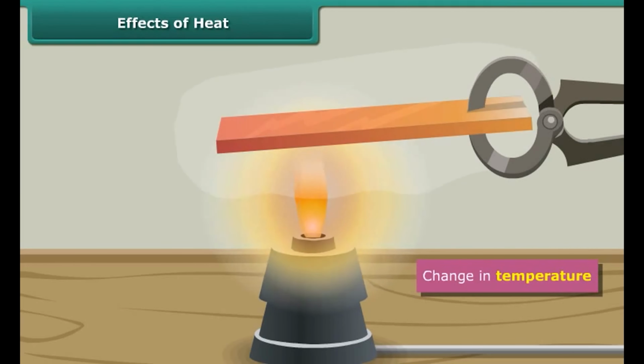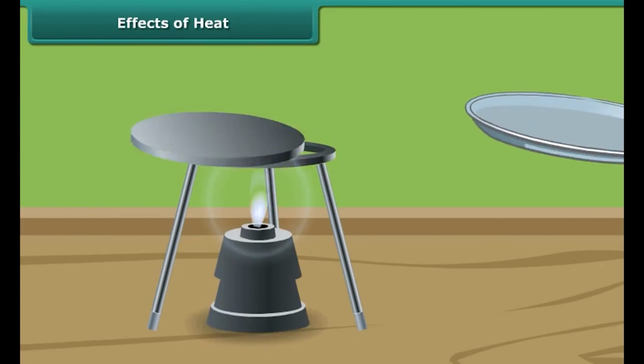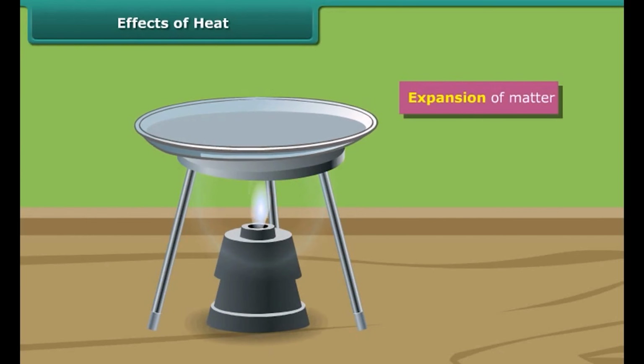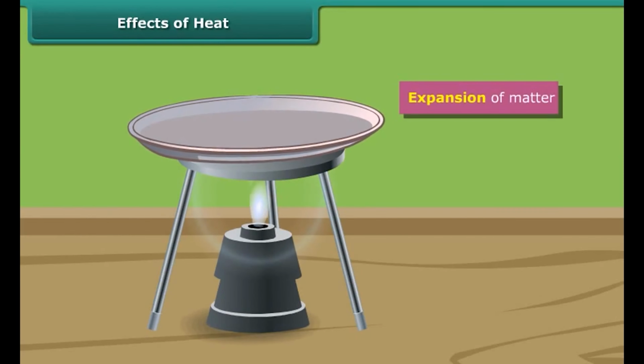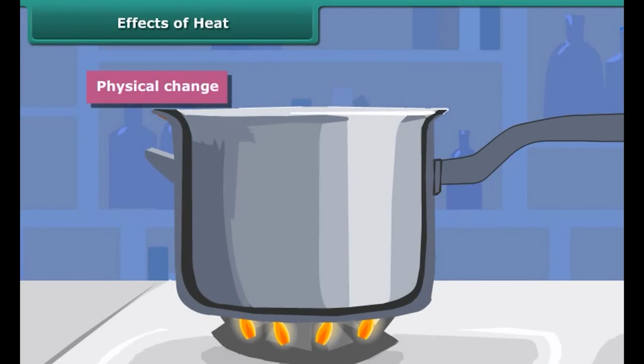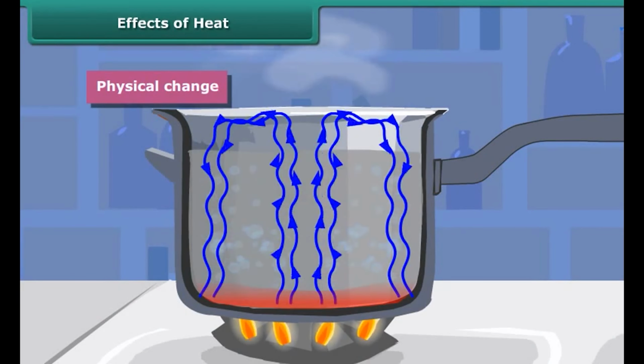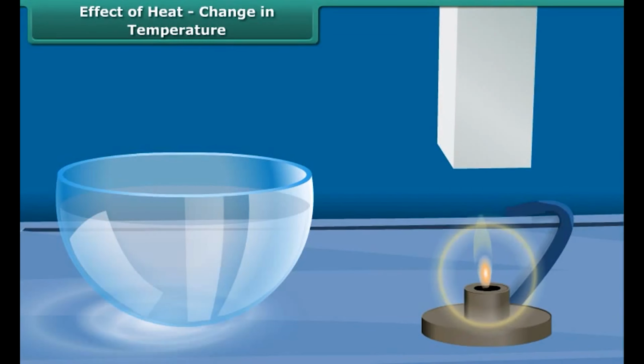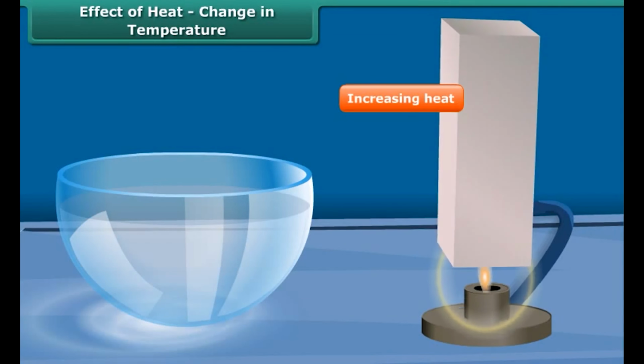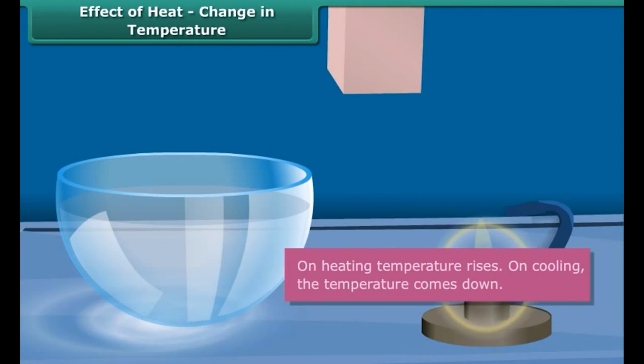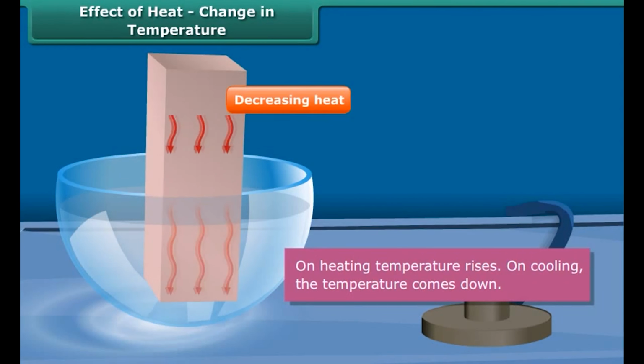The object becomes hotter. The object may expand or contract in size. A substance may change its state when heated. For example, water changes into water vapor on heating. We observe a change in temperature on heating. On heating, temperature rises, and on cooling, the temperature comes down.